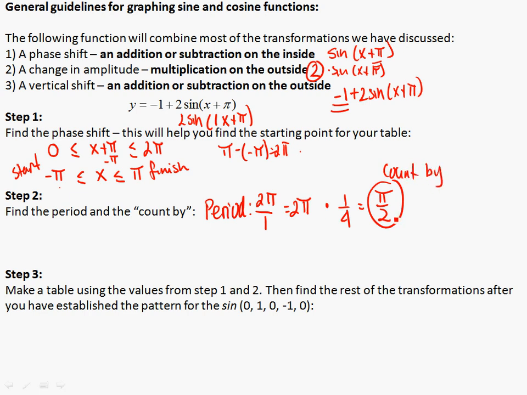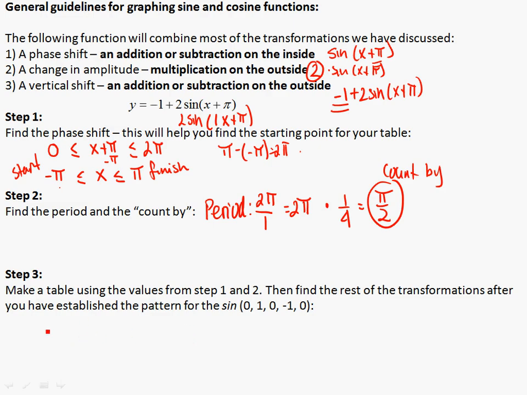Alright, step 3 is make a table using the values and then find the rest of the transformation after you figure out the 0, 1, 0, negative 1, 0 pattern. I have to squeeze it in here. You guys have a little more room, right? Okay, so the table's going to look like this. Where does this one start? And then you add pi over 2. That makes you be at a negative pi over 2.